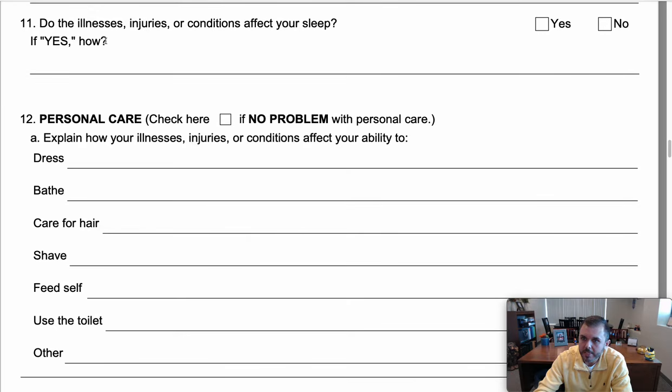Question 11, do the illnesses, injuries, or conditions affect your sleep? I find that very, very often my clients have sleep issues. Even if I used to sleep 8 hours, I can only sleep 7, that still affects your sleep. So you want to answer yes if that's the case. And how it limits your sleep? Well, usually it's I don't get as much sleep. So something like that.